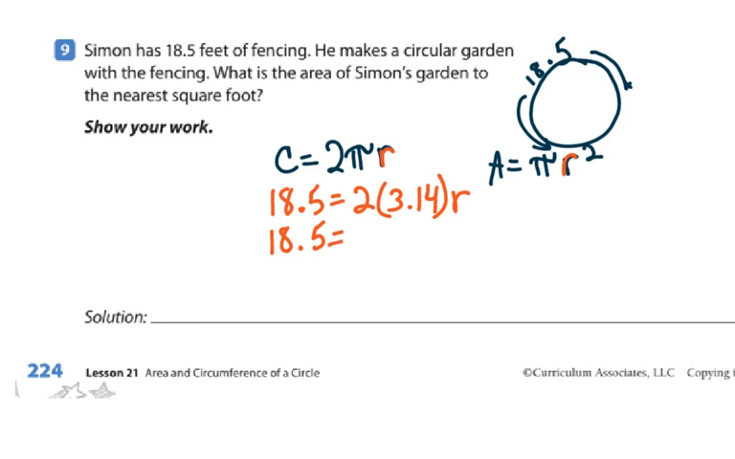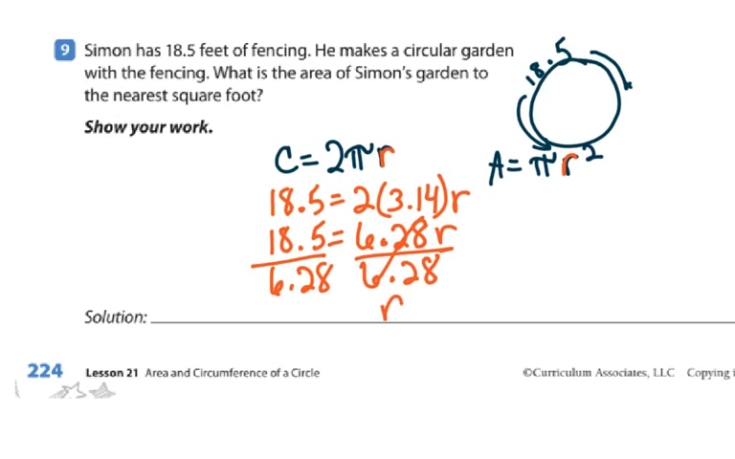So 18.5 equals, well, 2 times 3.14 is 6.28. Then to get r by itself, the opposite of multiplying by r would be to divide. So these cancel, and I get r equals whatever 18.5 divided by 6.28 is. So I'm going to say 18.5 divided by 6.28, and I get 2.9458, and it keeps going.